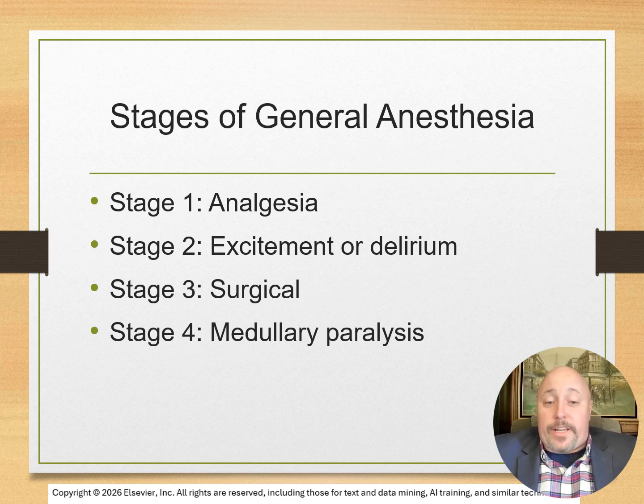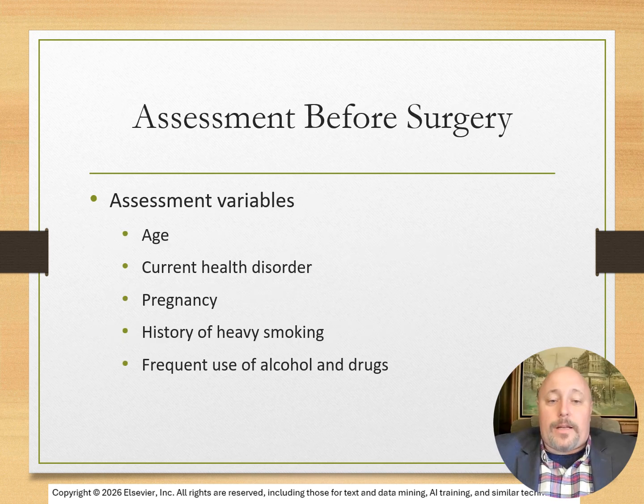There are going to be 4 stages to general anesthesia: analgesia, excitement or delirium, the surgery itself, and the medullary paralysis. Before surgery, we want to assess things like their age, current health problems, pregnancy, a history of heavy smoking, and frequent use of alcohol and drugs, because all of these are going to play a factor in which choice of anesthetics is used and how effective these anesthetics are going to be.